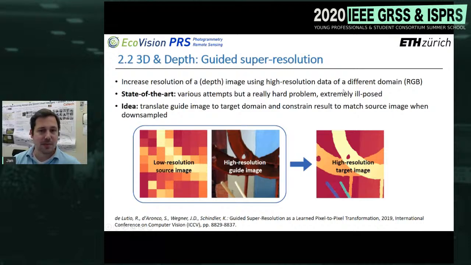And this is an extremely ill-posed problem. Our idea is different from what is out there at the moment. The idea is basically that we translate the guide image directly to the target domain. So we directly learn what RGB value relates to what depth value, and then we constrain the result by matching it back to the source image, to this downsampled image.